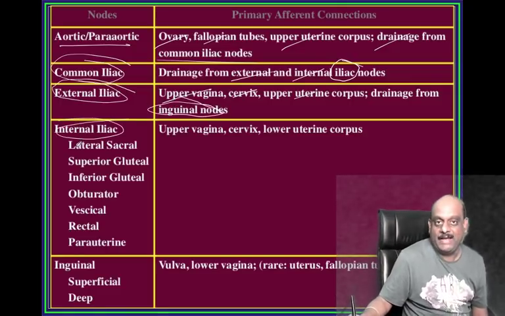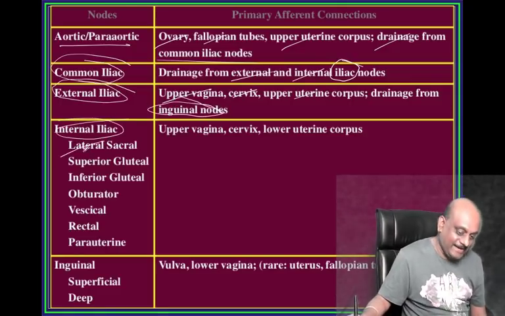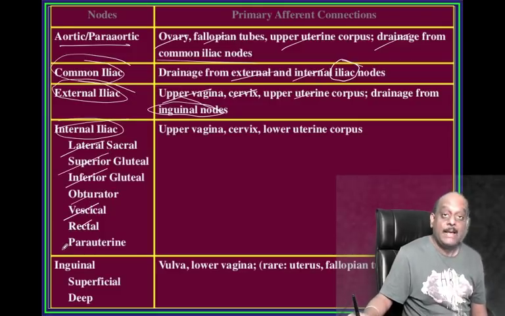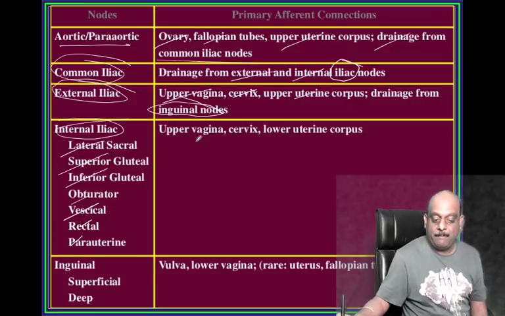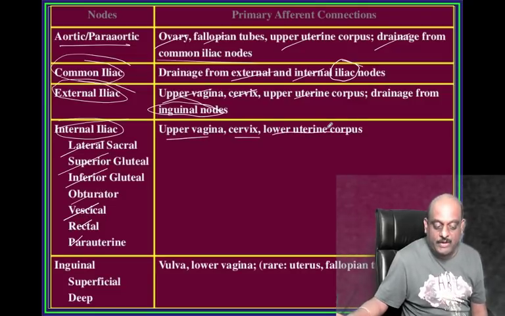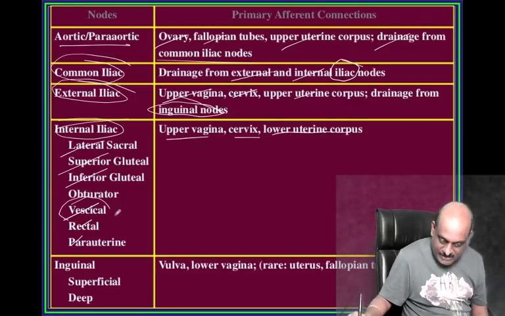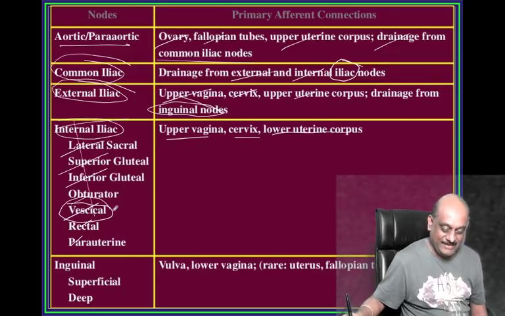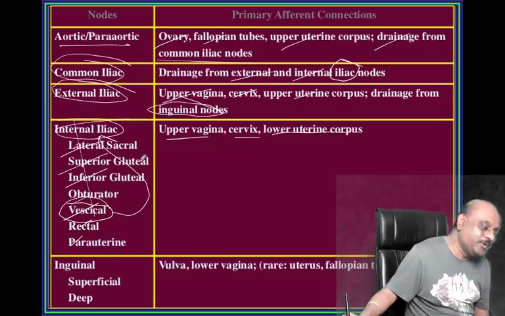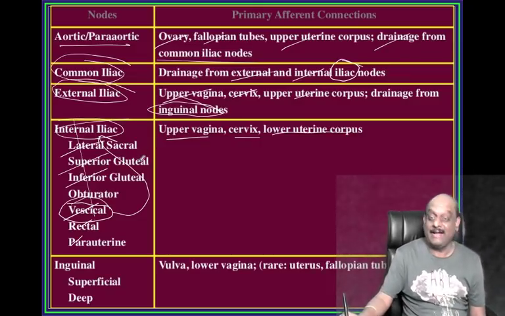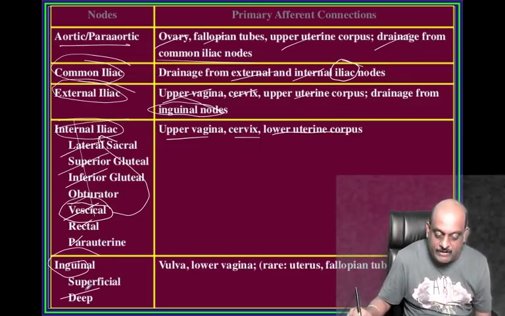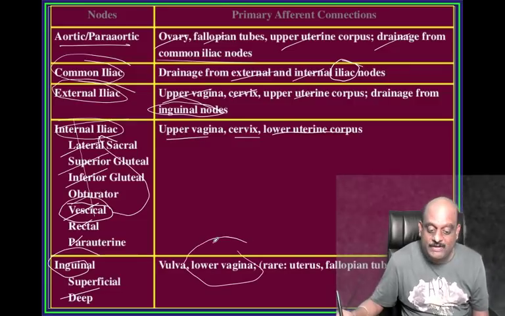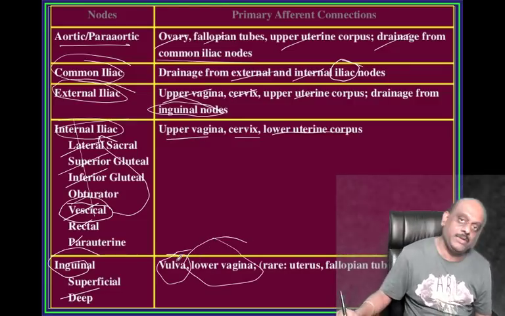What is in the internal iliac nodes? Lateral sacral, superior gluteal, inferior gluteal, obturator nodes, vesical nodes, rectal nodes, parauterine nodes. So upper vagina, cervix, lower uterine corpus. Vesical, the bladder, is a part of this internal iliac group, doctor. Then inguinal nodes are superficial and deep. So lower vagina and vulva go to the inguinal nodes.